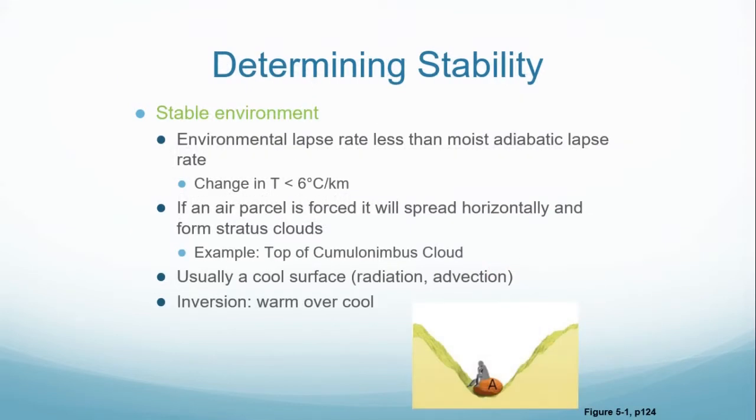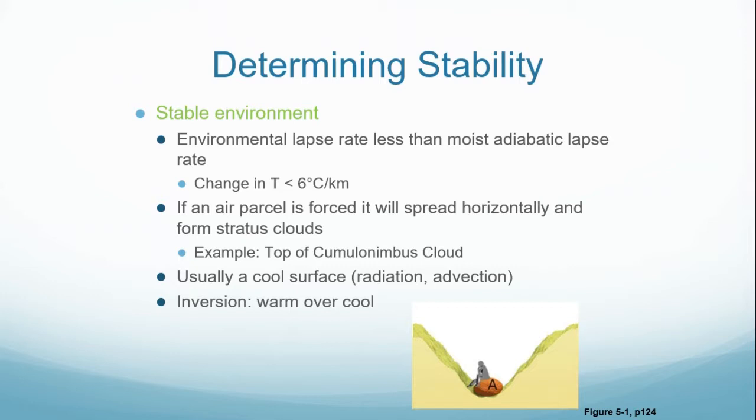Okay, so now we're ready to talk about the different types of atmospheric stability. The first is a stable environment. A stable environment is one in which the environmental lapse rate is less than the moist adiabatic lapse rate. In other words, your lapse rate cools at a rate less than 6 degrees Celsius per kilometer. Now, if this parcel is forced upwards, it will stop moving upwards and will actually start spreading horizontally.